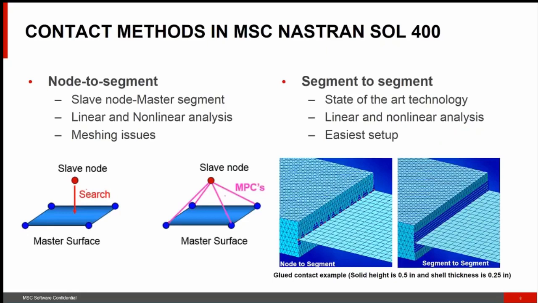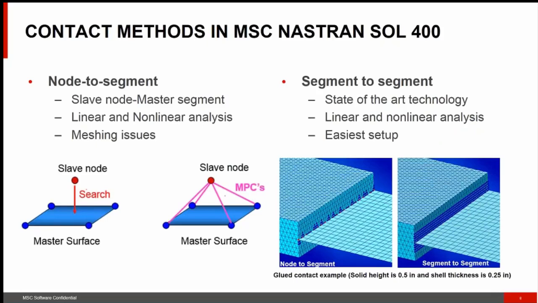Now let's talk about different methods for doing contact analysis. What is the technology or methodology in MSC Nastran contact? There are two methods to implement contact constraints. Historically, the first one is known as node-to-segment. In this case, a node makes contact with a rigid surface or an edge or a face of a deformable body or a rigid one.